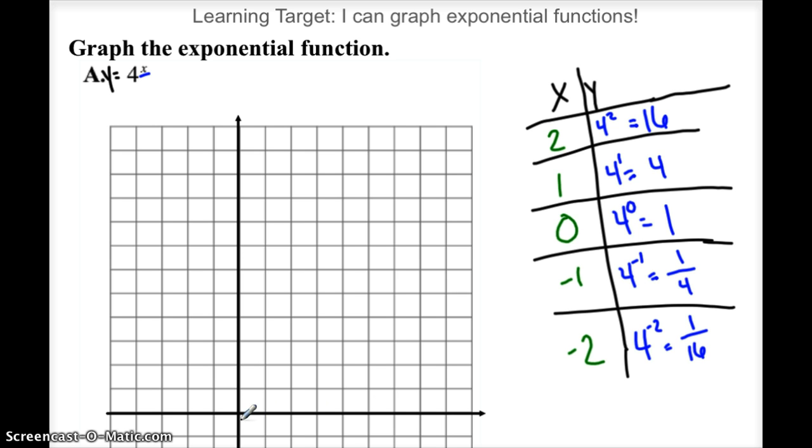(2, 16). So when x is 2, we go up to 16. 2, 4, 6, 8, 10, 12. Well, I'm going to have to guess it's about up here somewhere. The point (1, 4). (0, 1). Negative 1, comma 1/4. So roughly almost to the axis. Negative 2, 1/16. I'm even closer to the axis.